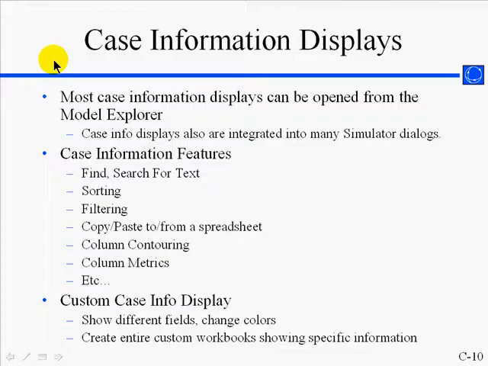Case information displays are mostly accessed from within the Model Explorer, and a lot of Simulator dialogues also have embedded case information displays in them. Things that you can do include finding certain objects or searching for text strings. You can sort the display on one or more fields. You can filter the display according to advanced criteria. You can copy and paste it into a spreadsheet like Excel or OpenOffice. You can do contouring of columns and a lot of other different options as well.